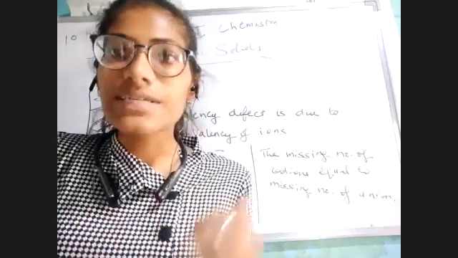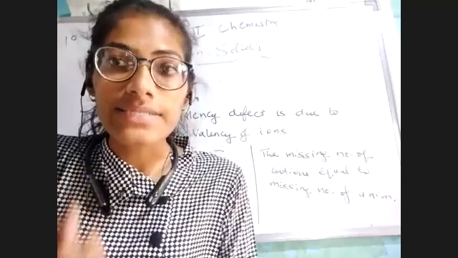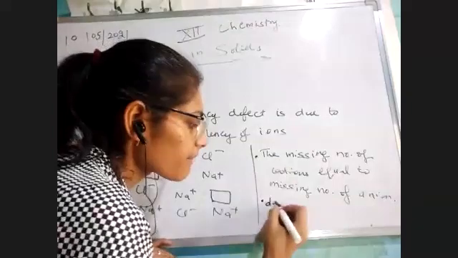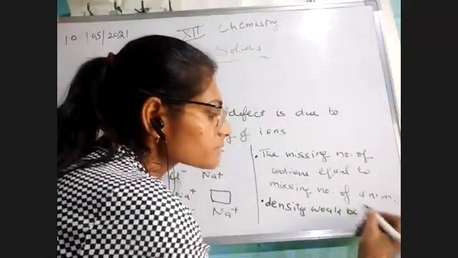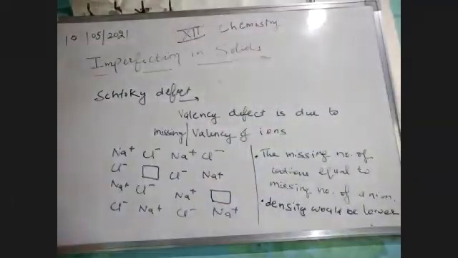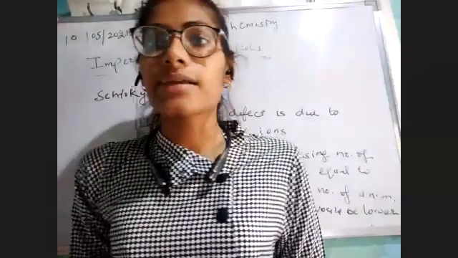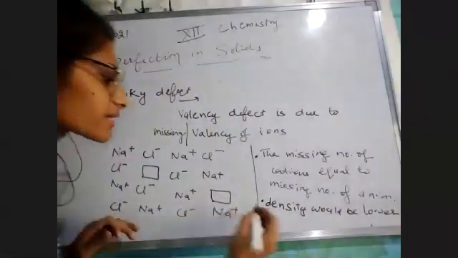Why? Because it has lost its two ions, the mass would be decreased. That means the density would be decreased. So this is our Schottky defect. Density would be decreased. And the main reason behind this is why we have removed the same cation as well as anion, that is to maintain electrical neutrality.